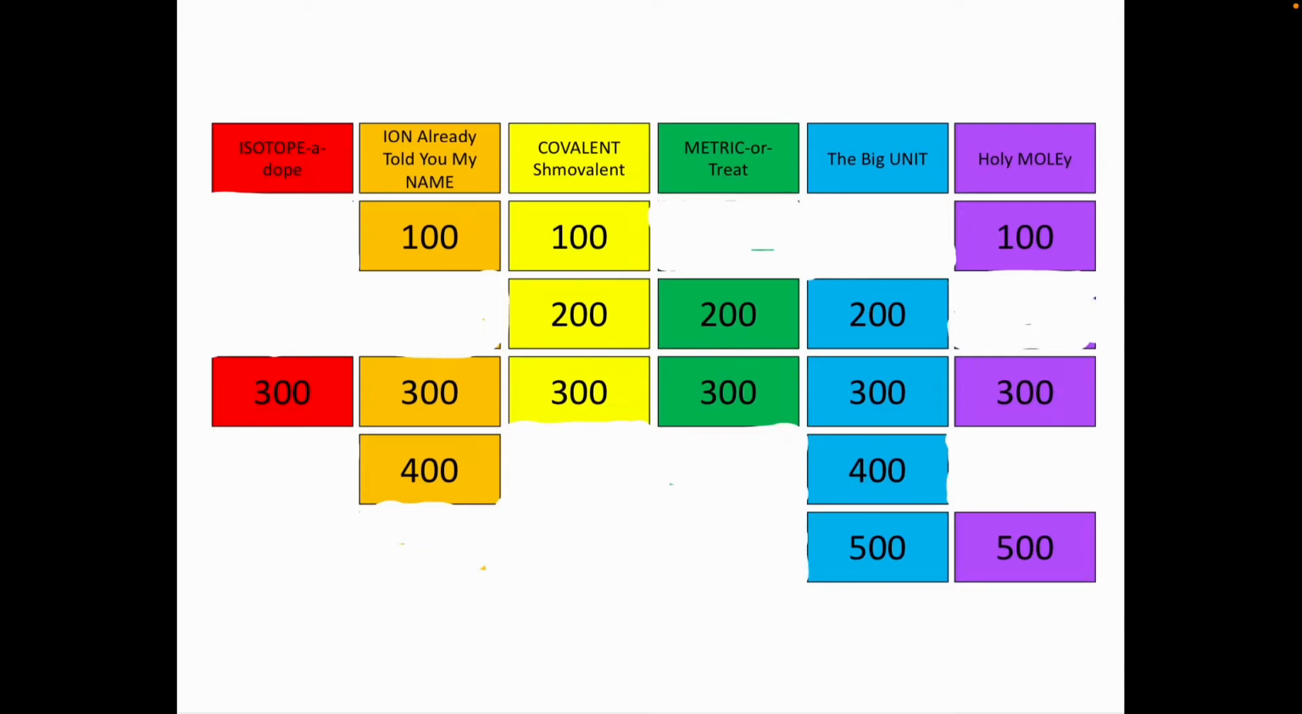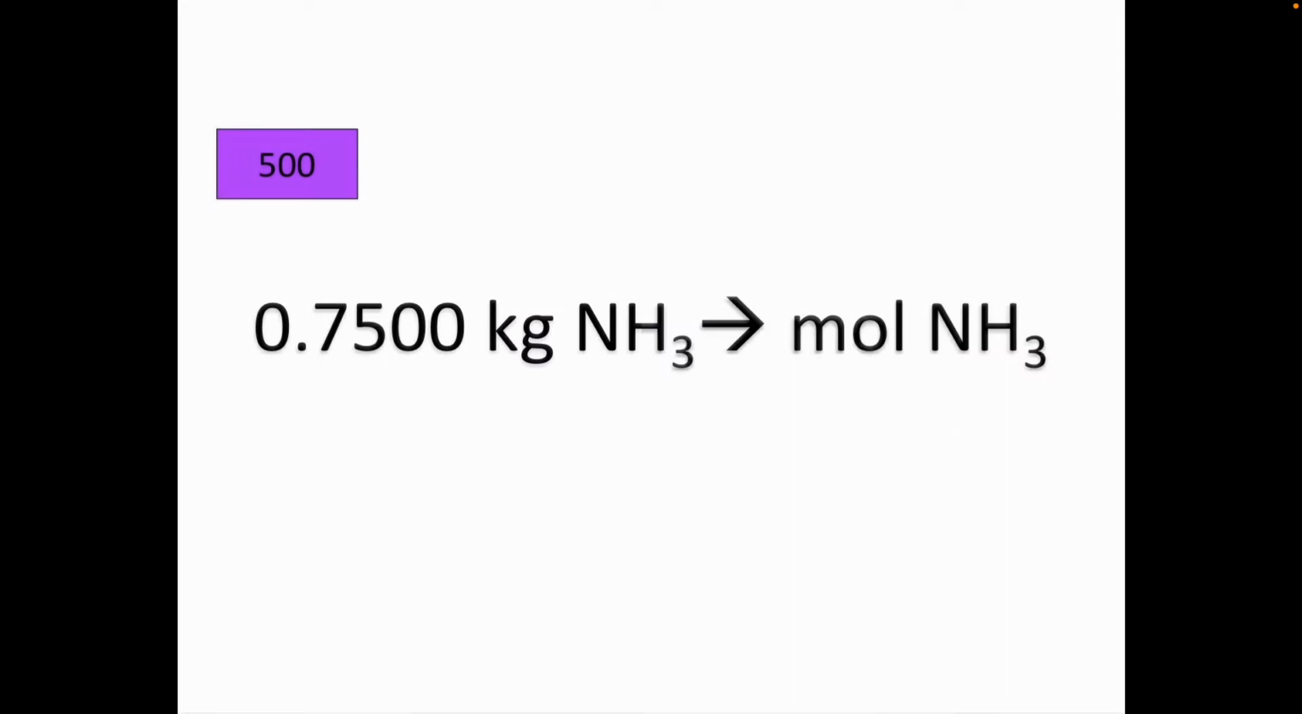All right, give me our next one here. 500. Holy moly, for 500. Going big. 0.7500 kilograms of ammonia into moles ammonia. All right, I'm going to give us 4 whole minutes for this one because this is a tough one.